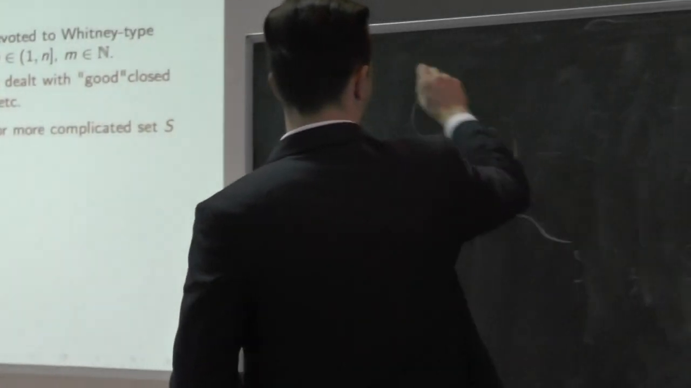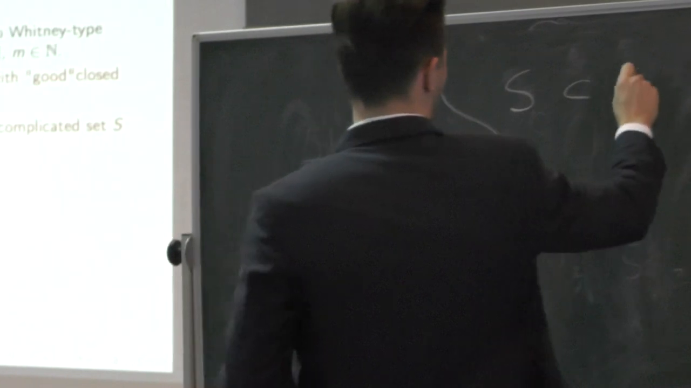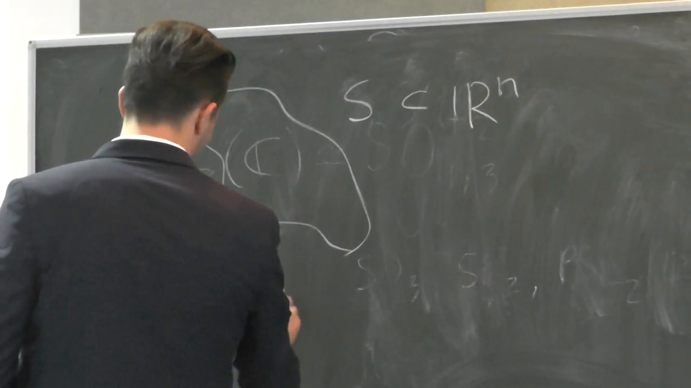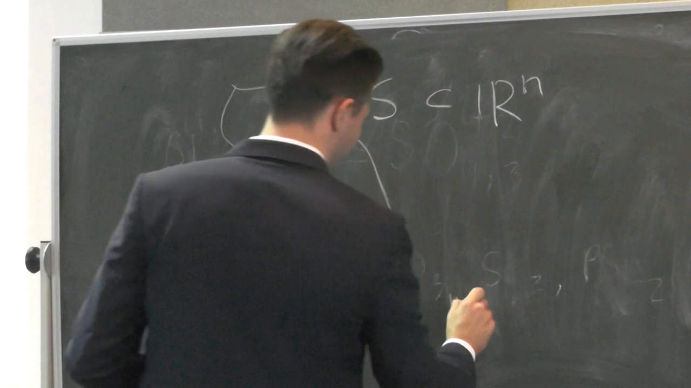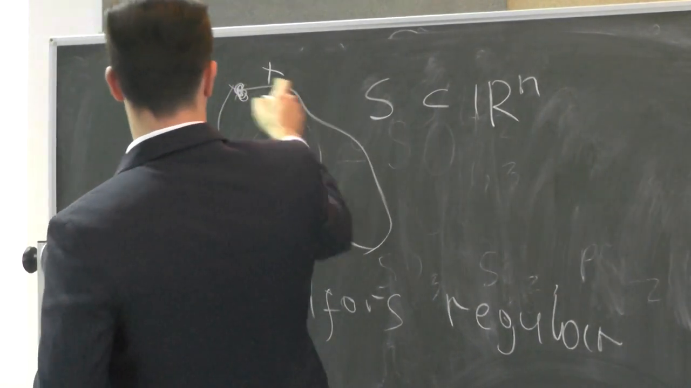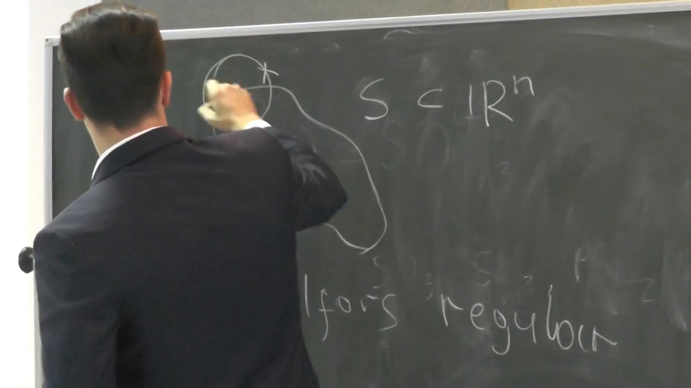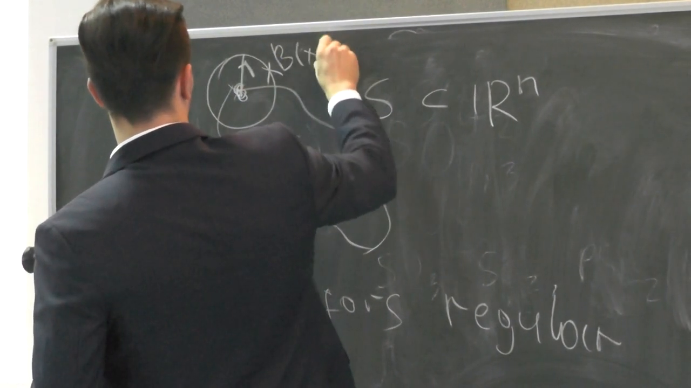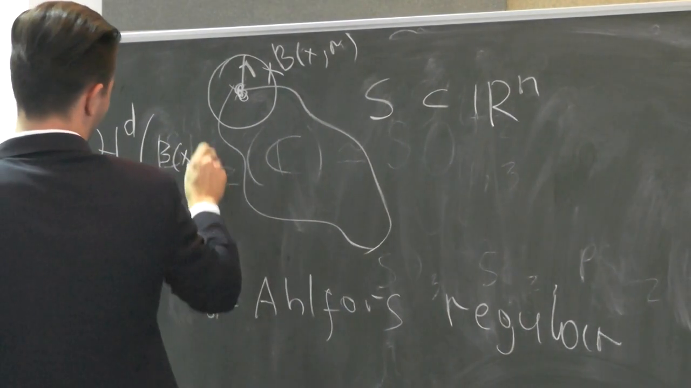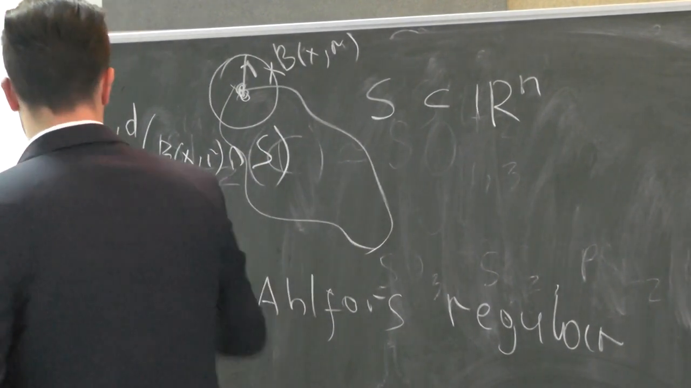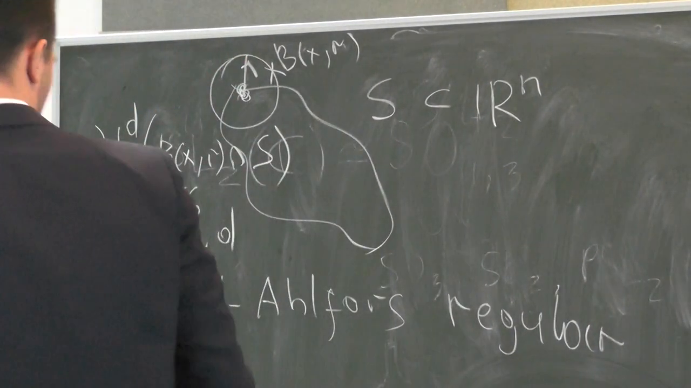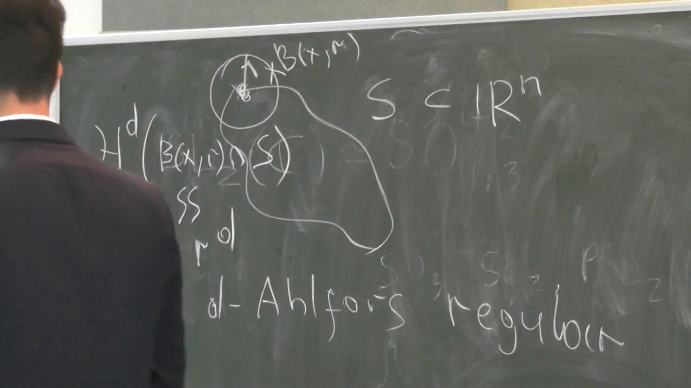If we have a set S, a subset of R^n, we say that this set is d-Ahlfors regular if for every point x from the set S and for every ball B(x, r), the d-Hausdorff measure of the intersection of B(x, r) with S is comparable with r to the power d. We will call this set d-Ahlfors regular.